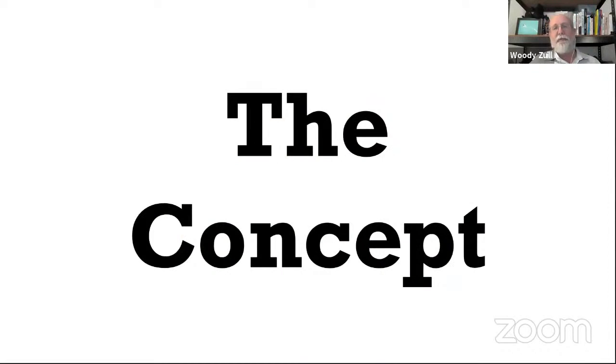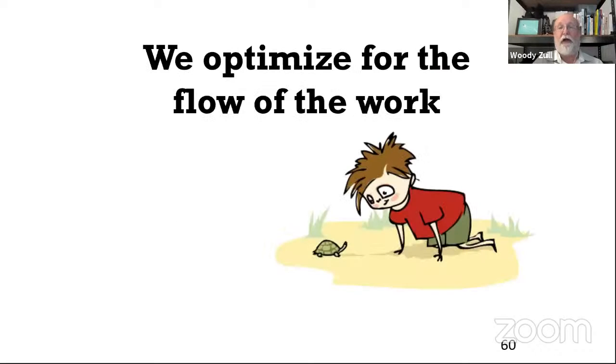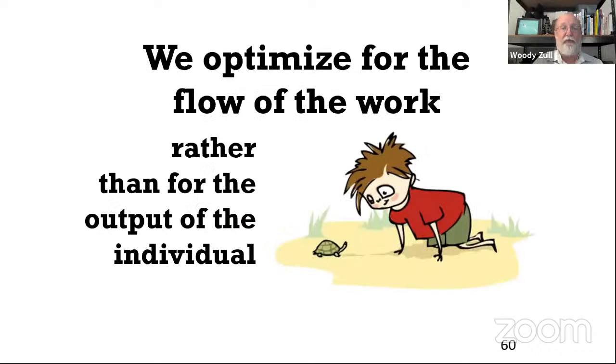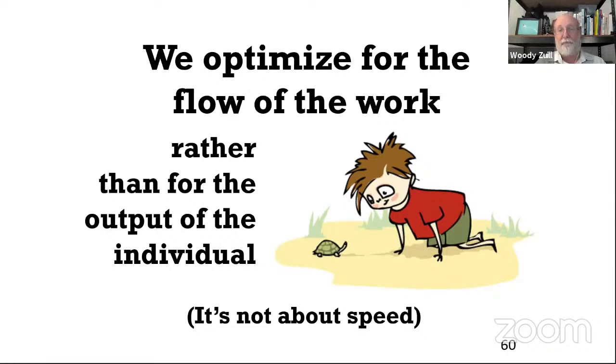So I want to just cover a little bit more about the concept and then some things about collaboration. The concept is this: we're going to optimize for the flow of the work rather than the output of the individual. What happens when we focus on the output of the individual is that we get a de-optimization of the flow of the work. When we want to highly load each person so they have plenty to do, we're destroying our ability to let the work flow through our process. And this is very much a lean concept, and it's very much broken in most software development. We have to remember, it's not about speed. It's not about working as quickly as possible. It's about letting the work flow as smoothly as possible.